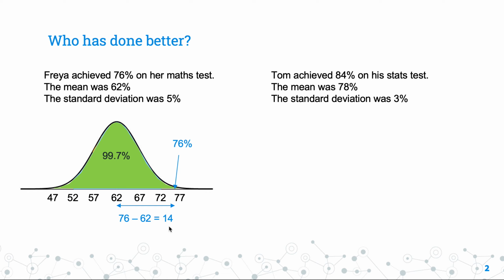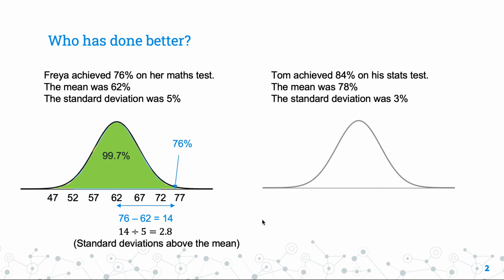Let's work out exactly how far away from the mean she is. So 76 minus 62, she is 14% above the mean. Now, if we work out how many standard deviations that is, all we need to do is divide by whatever the standard deviation is, so 5 in this case, and that tells us that she is 2.8 standard deviations above the mean. Now let's have a look at Tom.